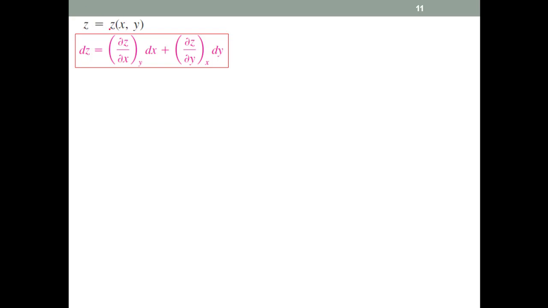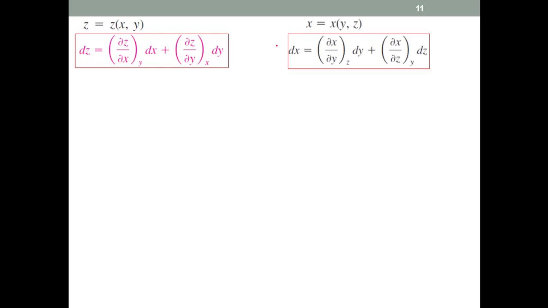When z is a function of x and y, we can write down the total differential as it is. Let's say we have x as a function of y and z, then what will be the differential of x? dx is equal to partial x by partial y when z is constant into dy, plus partial x by partial z when y is constant into dz. Now let's try to combine these two. How can we combine these two? We can put this dx in that equation, in other words, by eliminating dx.